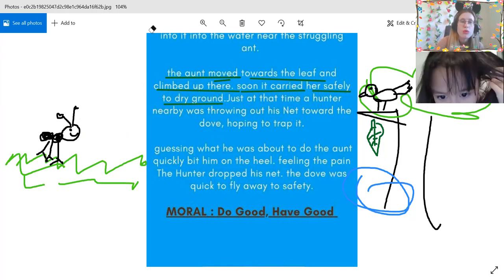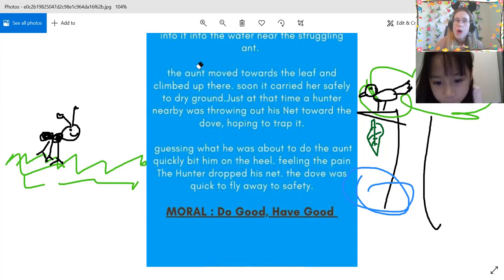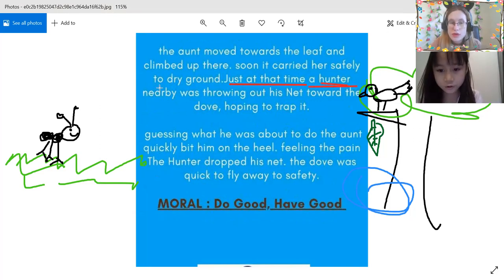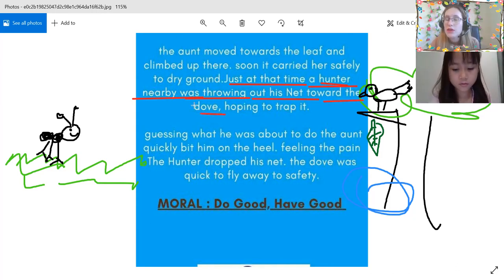All right. But what happens next? Okay, let's go. Just at that time, a hunter nearby was throwing out his net towards the dove, hoping to trap it.